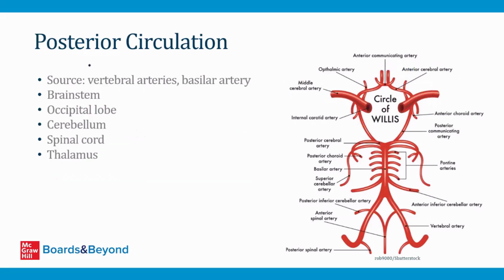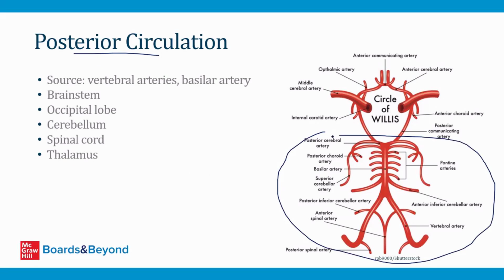In contrast, the posterior circulation is all this blood supply back here. It comes from the vertebral arteries, which are shown here, and also the basilar artery, which is this artery running down the middle. The blood supply back here delivers blood flow to regions like the brainstem, which we're going to talk about in this video. Branches of the posterior circulation are what supply all those regions of the brainstem we just talked about. Posterior circulation also supplies the occipital lobe, the cerebellum, the spinal cord, and the thalamus.